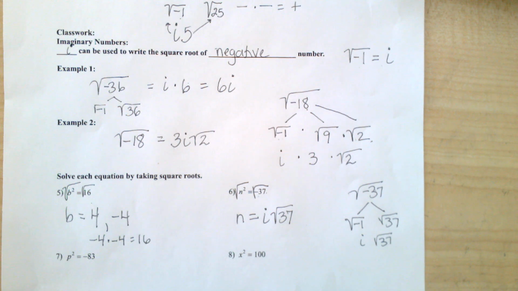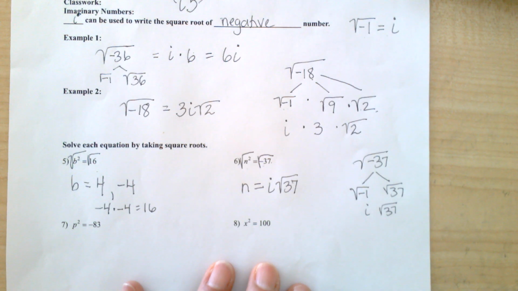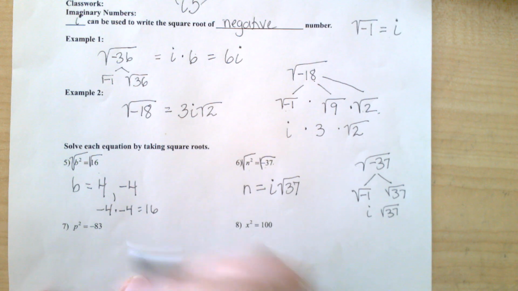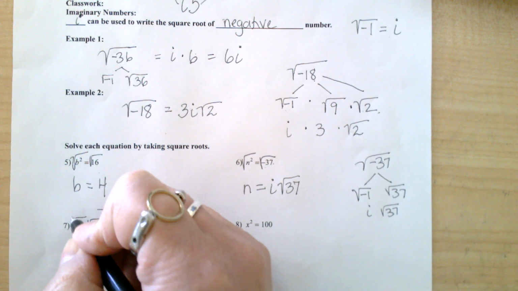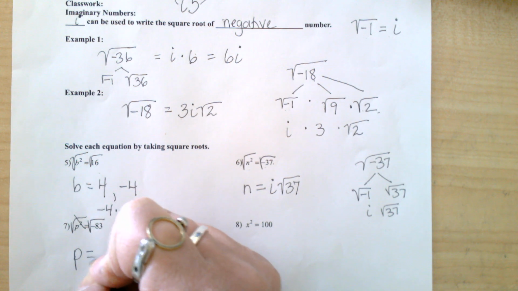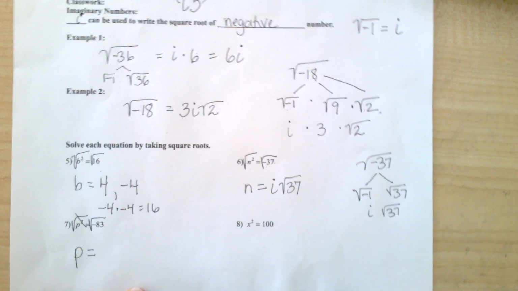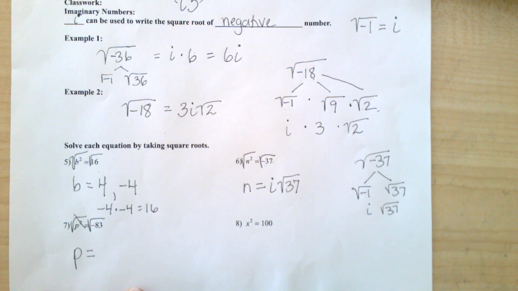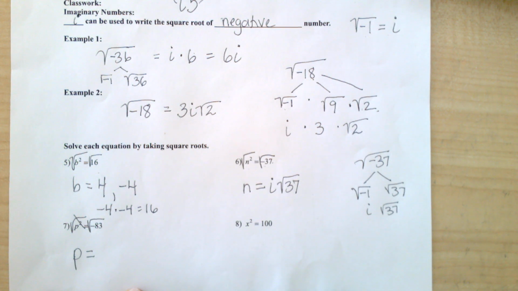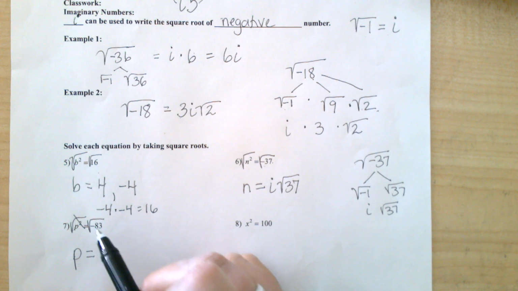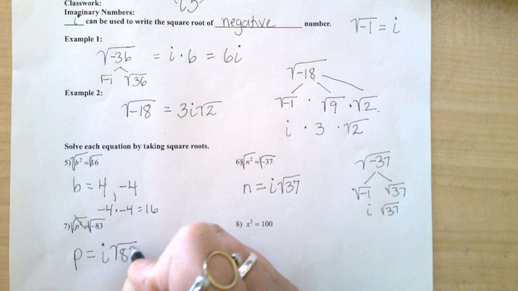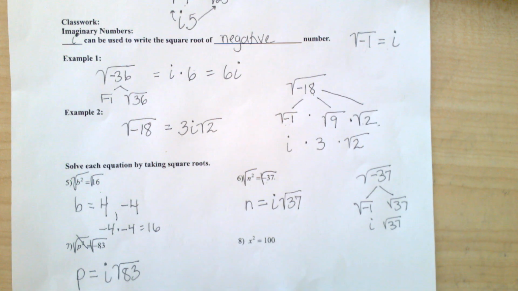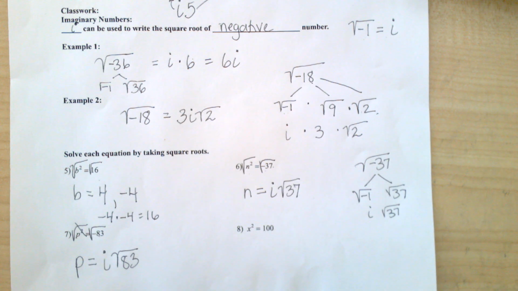Okay, next. p squared equals -83. So what we're going to do is take the square root, and that cancels out. So p equals, again, the square root of -83. 83 is not a perfect square, and there are no perfect squares that we can divide 83 evenly by. So let's take out that i, because it is negative, and then we attach the square root of 83 by multiplication. There we go.